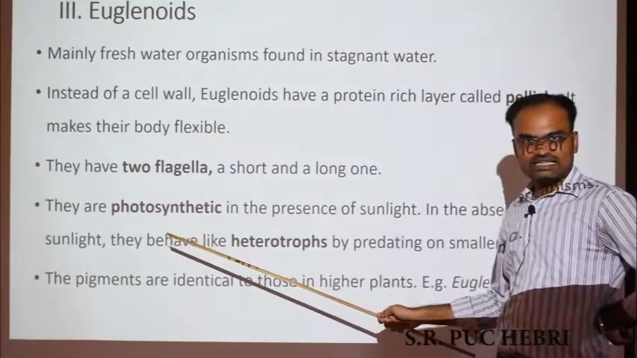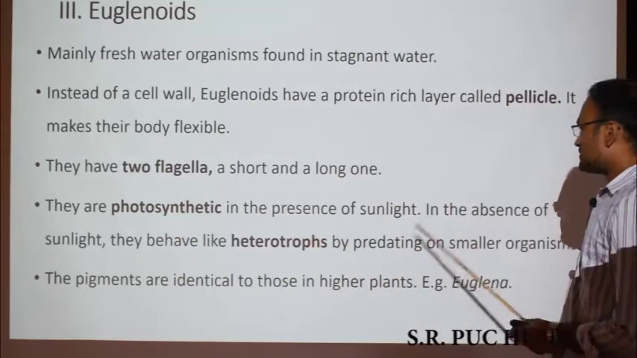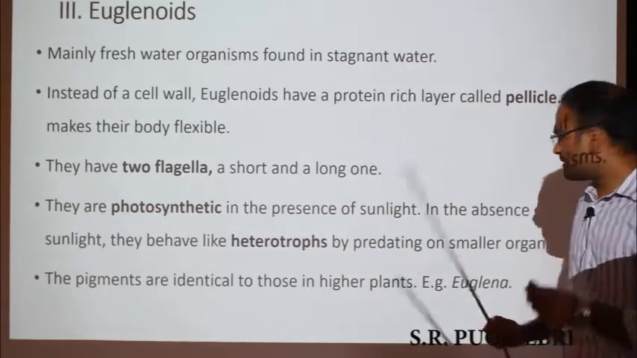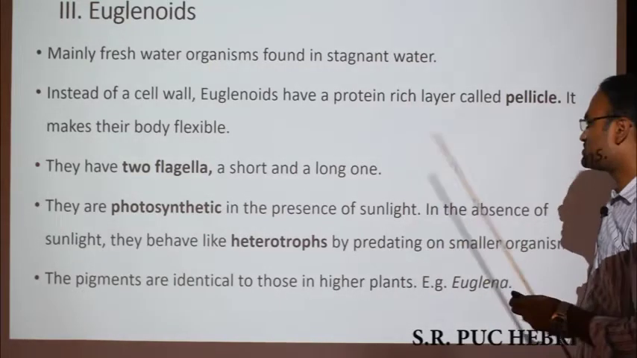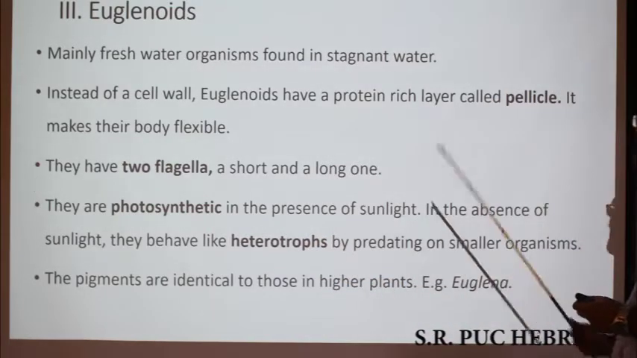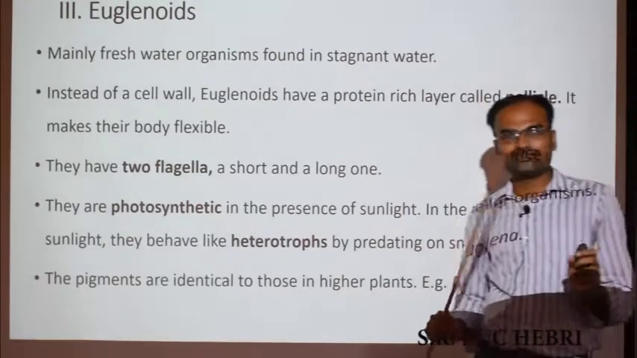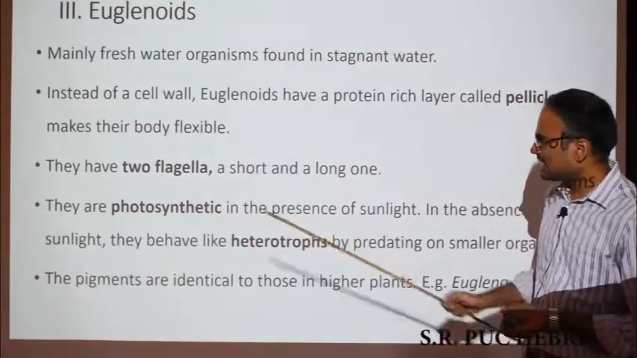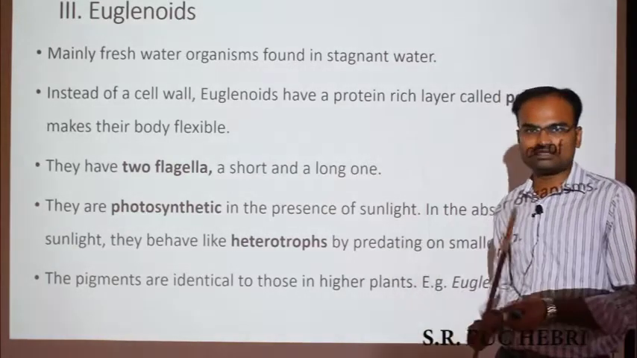They are photosynthetic, they possess photosynthetic pigments, and in the presence of sunlight they do photosynthesis naturally. But when sunlight is not available, in the absence of sunlight, they behave like heterotrophs by predating on smaller organisms. How is it possible? During the daytime, when they are on the surface, they can harvest the sunlight and do photosynthesis, because they possess photosynthetic pigments.